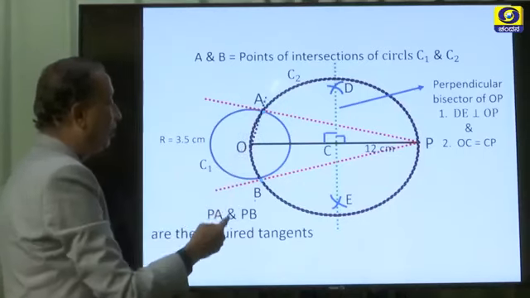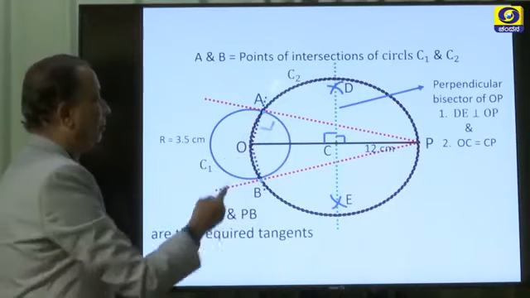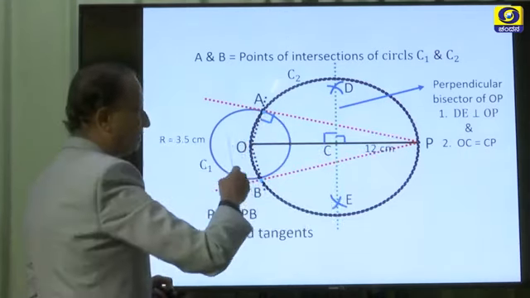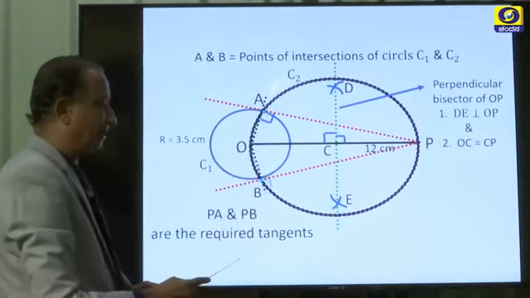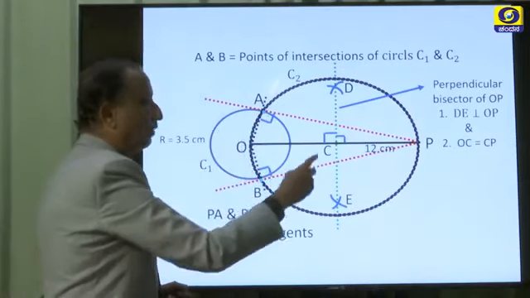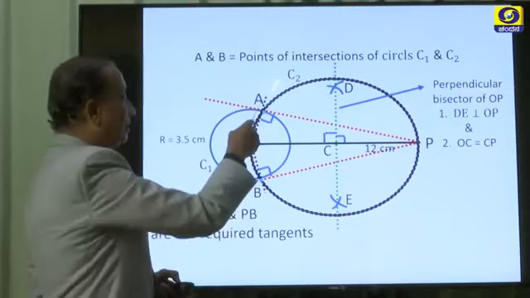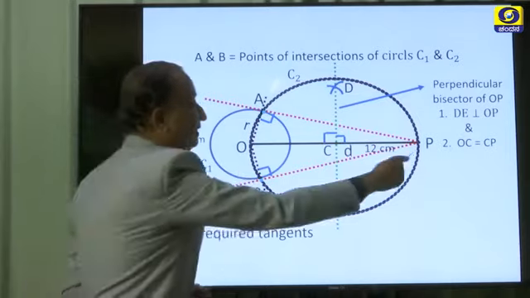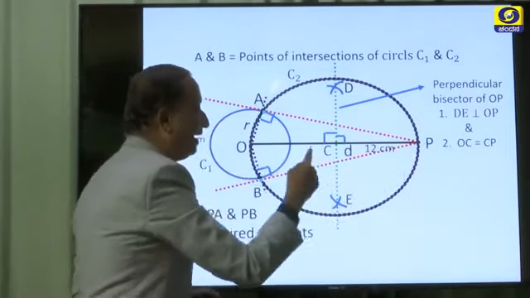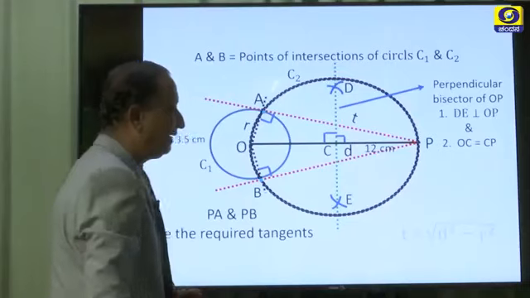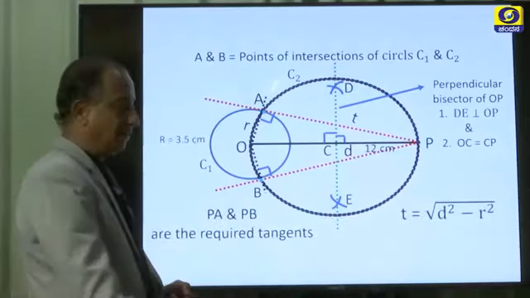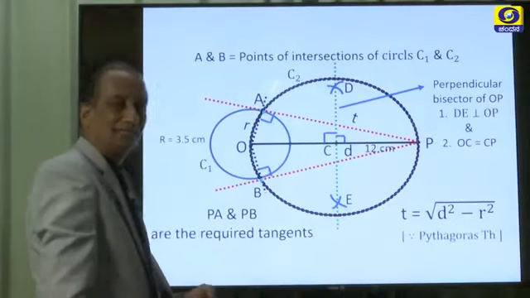Now, join OA, join OB. You know that this angle has to be 90 degrees because this is a semicircle; angle in a semicircle is a right angle. For the same reason, angle OBP is also 90 degrees. So, let us call this OA, the radius, as r, and this distance from point O to P as d, and this as t. So, the length of the tangent is given by root of d square minus r square, just because of Pythagoras theorem.